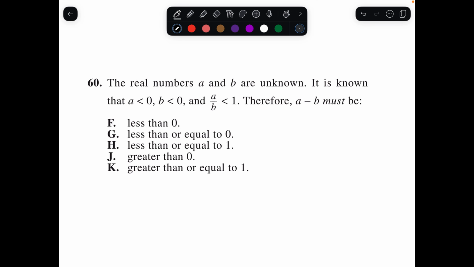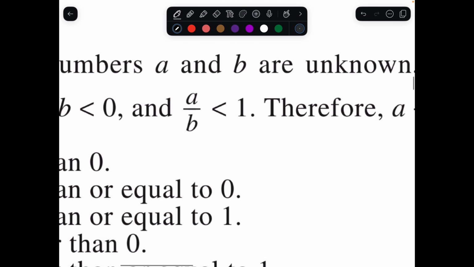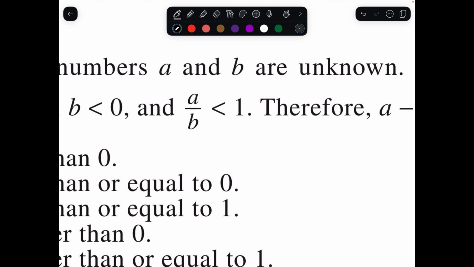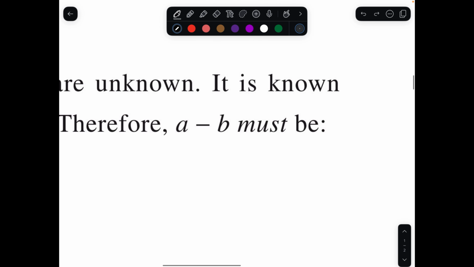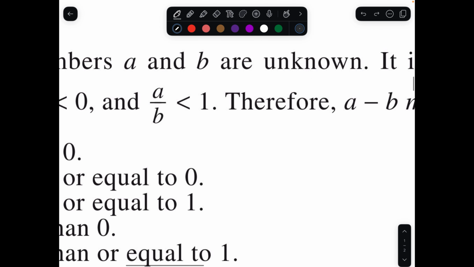On to the last question, question 60, which says the real numbers a and b are unknown. It is known that a is less than 0, b is less than 0, and a over b is less than 1. Therefore, a minus b must be what? So for this problem, the way to solve it is to manipulate this inequality into a minus b, and I'll show you how to do that.